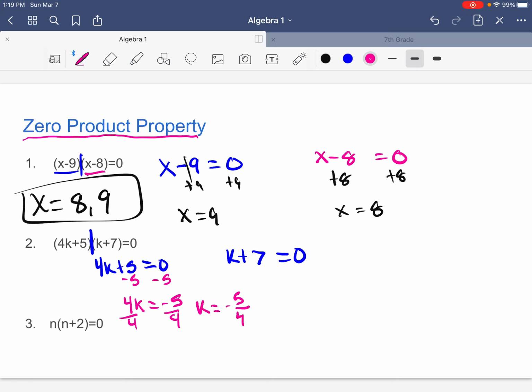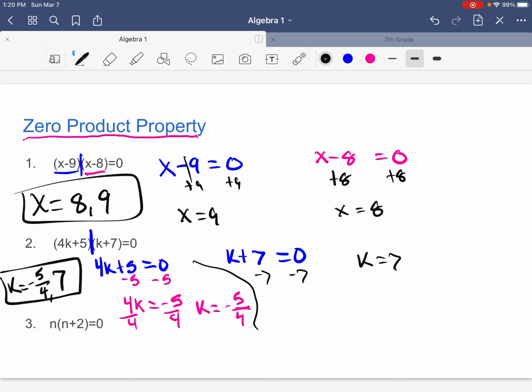You can leave it as an improper fraction. For this one, you would subtract 7 from both sides, and then you're left with k equals negative 7. So again, this problem has two solutions. So we say k, and it's more appropriate to write the smallest one or the negative one first. So we say k equals negative 5 fourths, and it equals negative 7. Okay, cool.